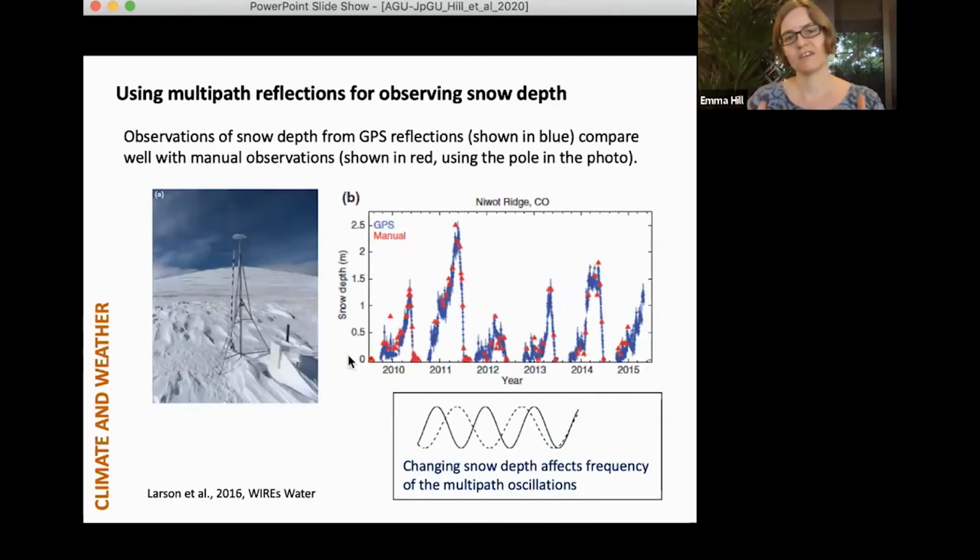Also, in terms of measuring the height of the reflecting surface, it can be used for measuring snow depth. This is a study that was done by Christine Lawson. She's pioneered a lot of this work on GPS reflections. And the red dots show basically someone went out in the snow and stuck a stick in the ground and figured out how deep the snow was. And then the blue, and it's nice because it's now continuous, it's not just when someone wants to go and get cold and walk out in the snow, are the GPS observations, again showing really nice agreement. So that's really important for remote environments where you want to be able to study snow depth.